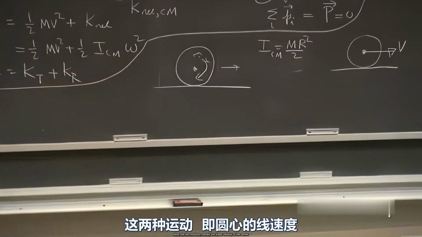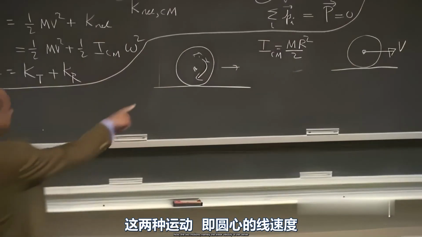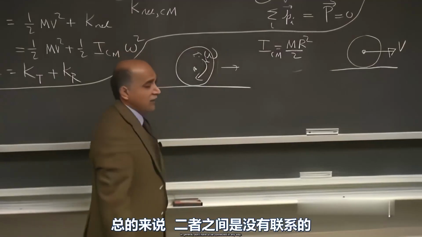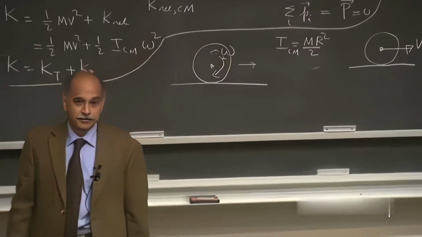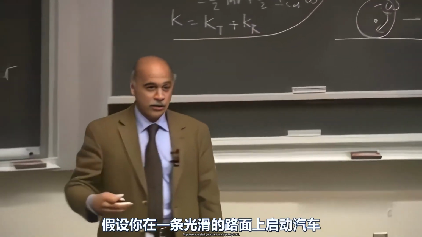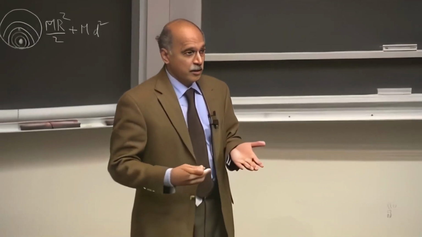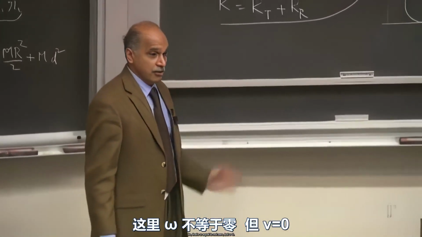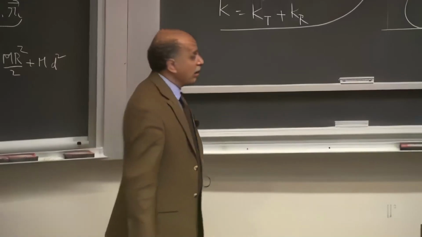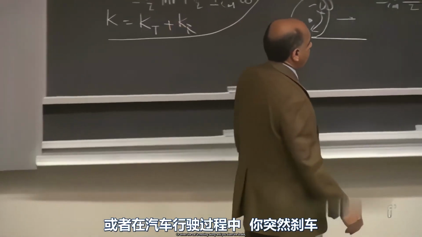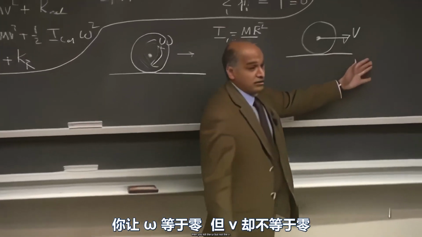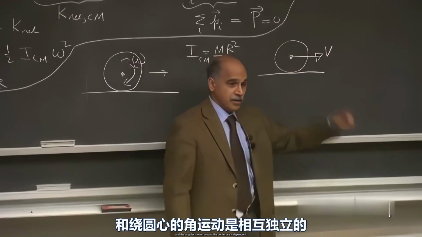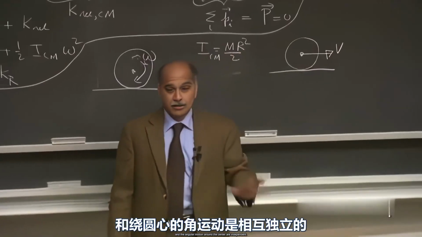Now the 2 motions, namely the linear velocity of the center and the angular velocity around the center, in general don't have to be connected in any way. Suppose you start your car on a slippery road. The tire is spinning, but the car is not moving. So that's omega not equal to 0, but v equal to 0. Or when the car is moving along, you slam the brake, then you kill the omega but not the v. I'm just trying to tell you, in general, there are two velocities. The linear motion of the center and the angular motion around the center are independent.